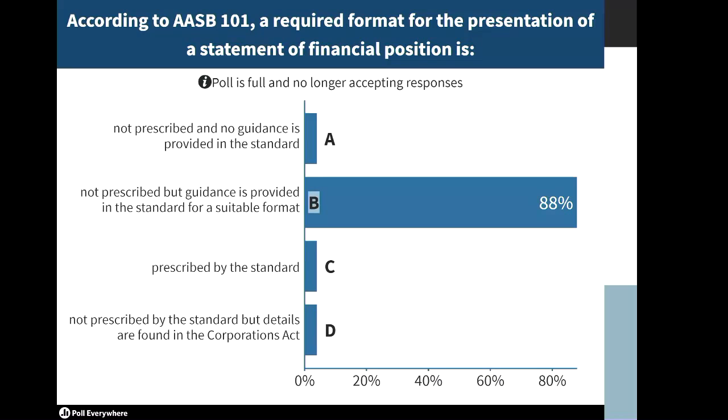A required format for the presentation of statement of financial position is: A, not prescribed, that's correct. No guidance is provided, that's not correct, right? B, not prescribed but guidance is provided. That's right. So the answer is B.